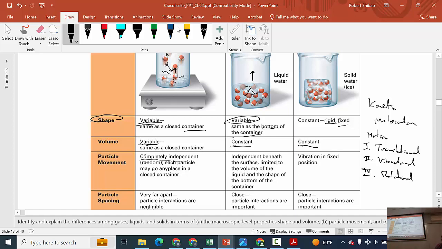So in a gas, we have freedom to do translations, vibrations, and rotation. In a liquid, we have some restricted translational motion, but it can still vibrate and it can still rotate, although with more difficulty. In a solid, there's no translational and no rotational motion, but there is vibrational. The atoms can just vibrate in place. And so these are the three types of motion that we should remember.